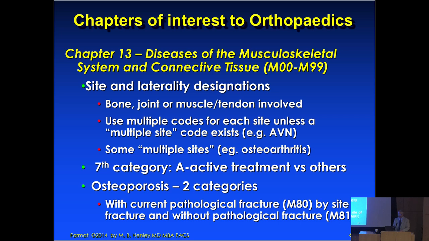A seventh character is required. A, again, means active treatment, D means established, and S is sequela. Because osteoporosis is felt to be a disease, it's found in this chapter, even if you have a fracture, because pathological fractures are found here. It's not a traumatic condition fracture. The bone shouldn't have failed in normal use, and so you have the M80 for pathologic fracture by the site of the fracture, and M81 if there's no fracture, just osteoporosis.